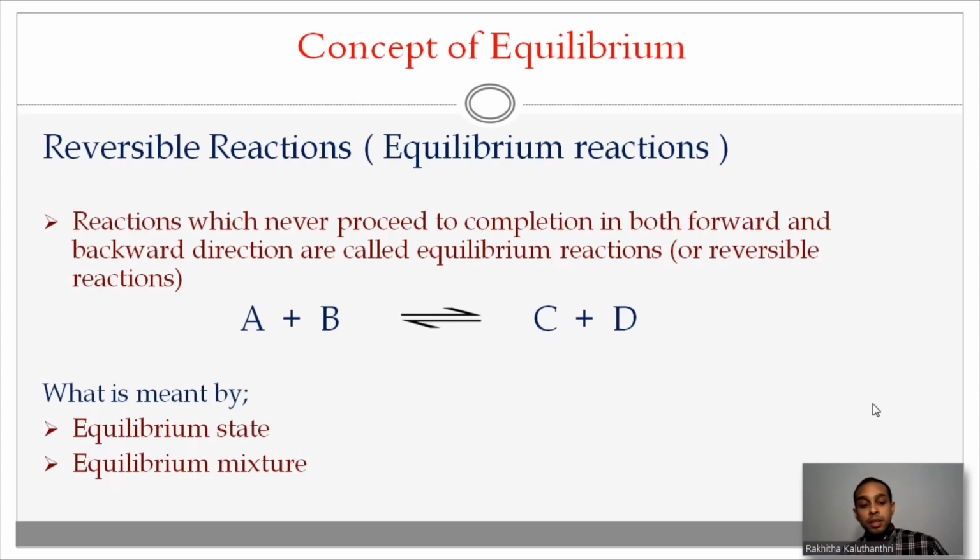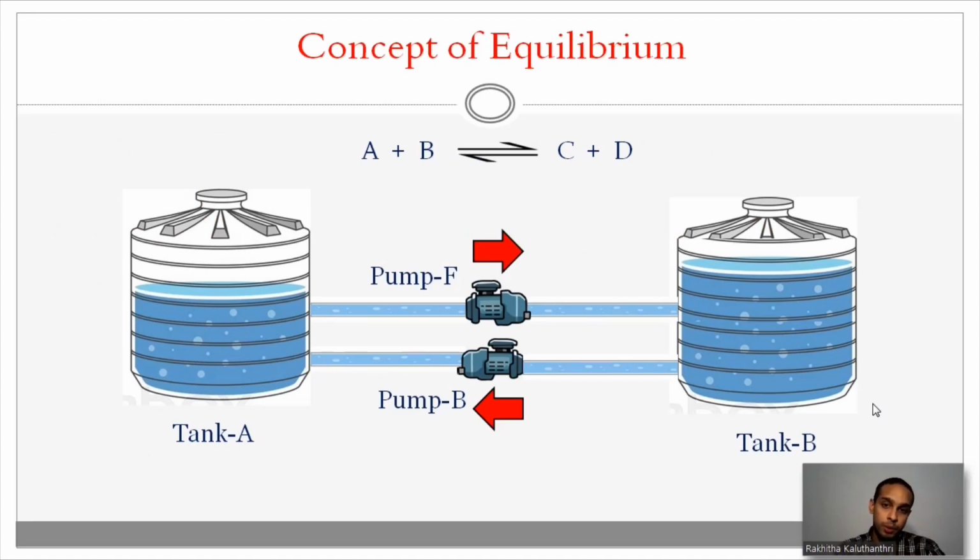To put it in simple terms, let's take a look at this one. Let's say tank A is reactants and tank B is products. Pump F would represent the forward reaction, pump B would represent the backward reaction. Let's say these pumps are capable of pumping water at the same speed, 1 liter per second, both of them. Just to make things interesting, I made sure these two tanks have two different water levels, right? So keep that in mind, and let's think about this situation.